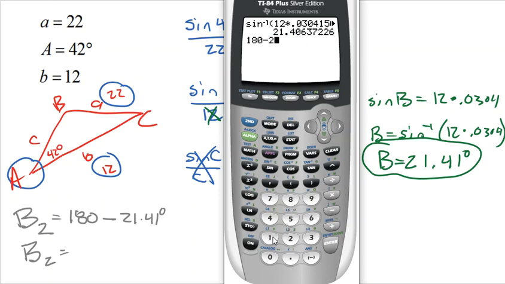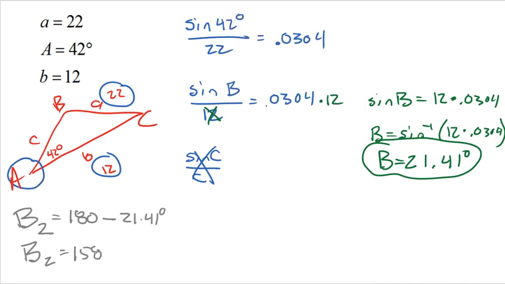minus 21.41. Sorry, 21, and typing on this screen here is really hard. I'm so sorry. 21, boy, oh boy, 21.41. There we go. Finally, I'm capable of doing it. 158.59 degrees. Okay, now, how do I find the remaining angle?